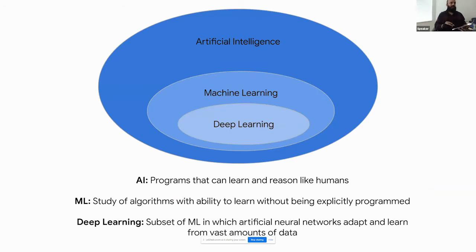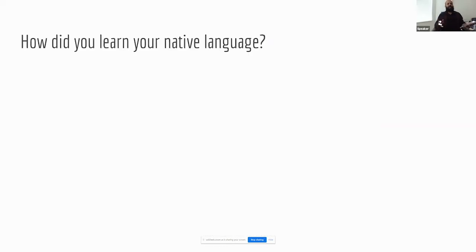Now, on a high level, artificial intelligence covers all the programs that learn and reason like human beings. Machine learning is a small subset within that, where we are studying algorithms which can learn by themselves without being explicitly programmed. Deep learning is again based on a concept called artificial neural networks that learn and adapt from vast data. So this is the big picture of how machine learning differentiates itself from artificial intelligence and deep learning, and how they are associated.